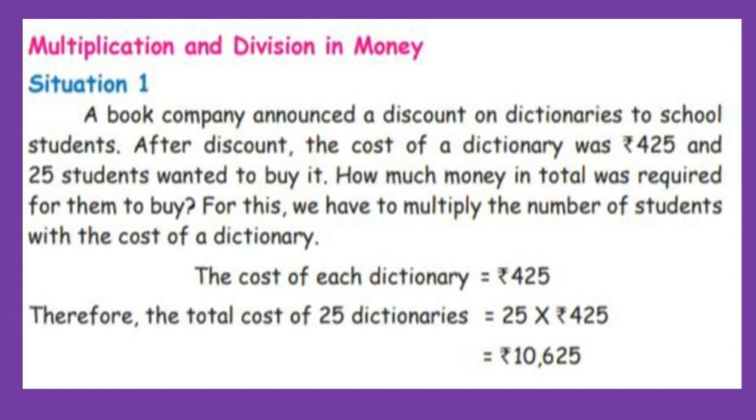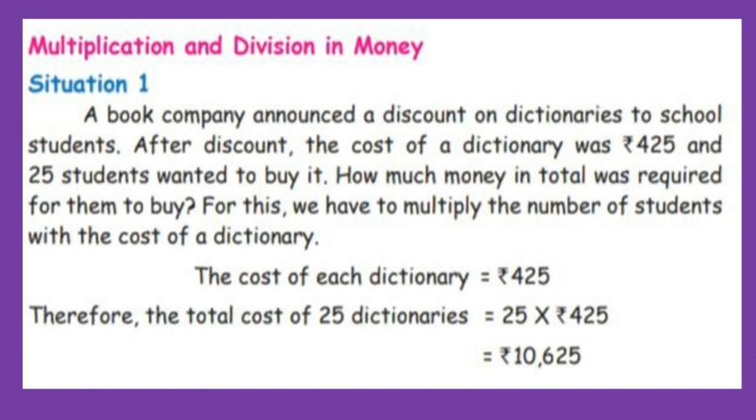The next one we are going to see is multiplication and division in money. A book company had announced a discount on dictionaries to the school students. You all know a dictionary. After discount, the cost of the dictionary is 425 rupees. So 25 students wanted to buy. How many students? 25 students wanted to buy.